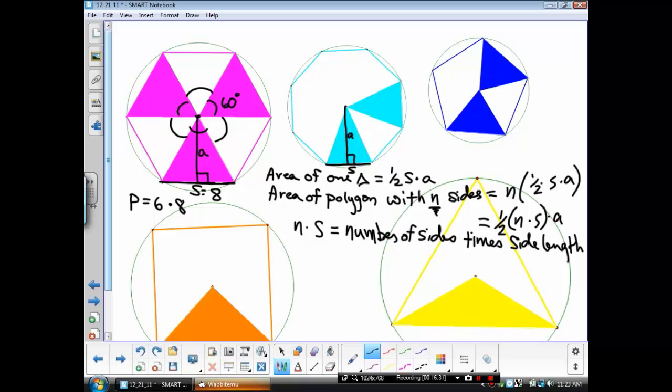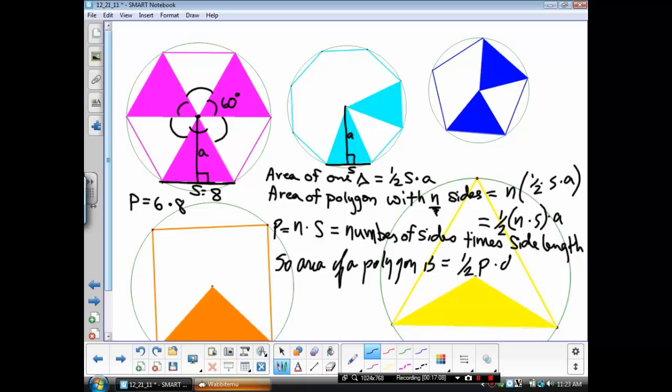So in this formula, we can substitute N times S for perimeter, because perimeter equals number of sides times the side length. In our formula then, the area of a polygon is one-half the perimeter times the apothem.